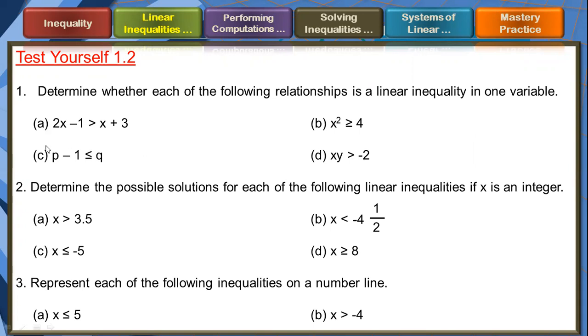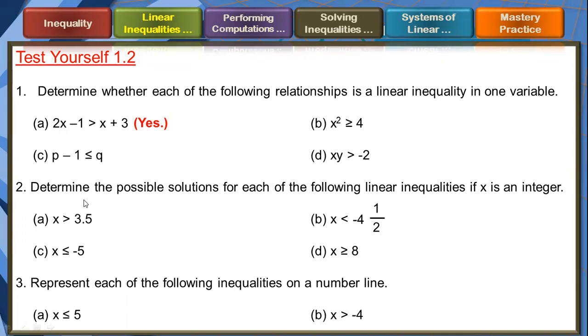So let's do A. This one is yes. Why? Although you can see two x's here, they are the same x, the same variable. So x is just one variable. And the highest exponent is 1, the exponent of x here is 1, the exponent of x here is 1. So we use only one variable, so therefore, yes, it is a linear inequality in one variable. So I will leave letter B, C, and D for you to answer.